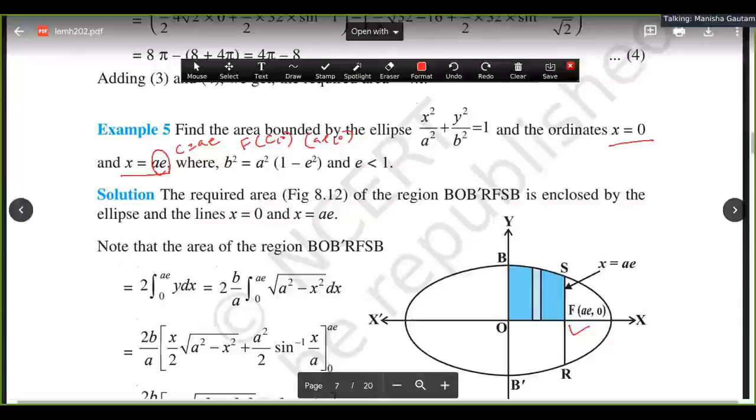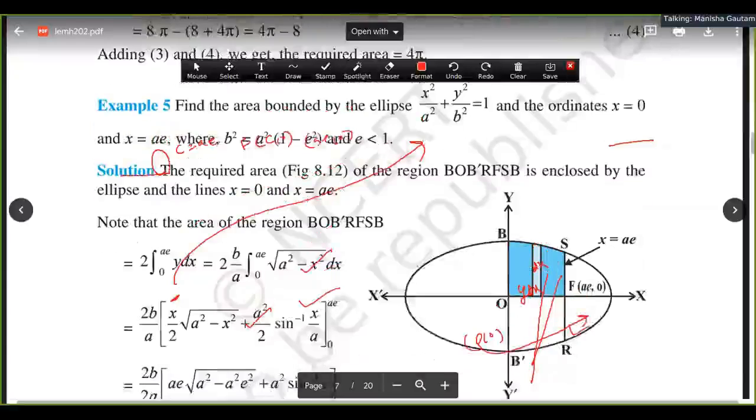When you want to find the whole area, here one strip we have to plot. That is a rectangular strip parallel to the y-axis. It means this is y into dx. This is dx and this height is y. Put the value of y. From the ellipse equation you will get y, that is b by a under root of a square minus x square, and integrate from 0, the point where coordinates are (0, 0), to AE.